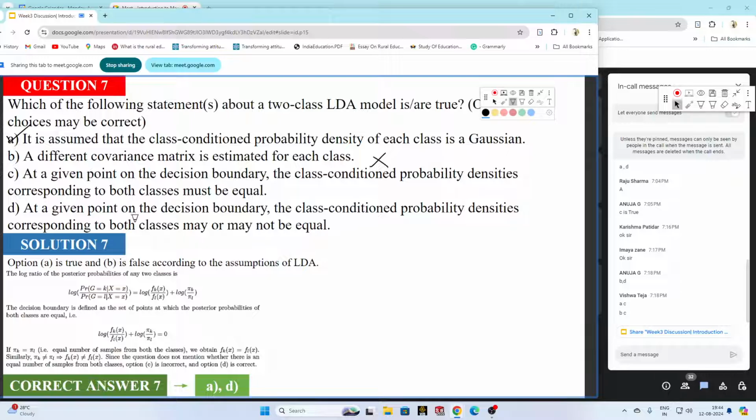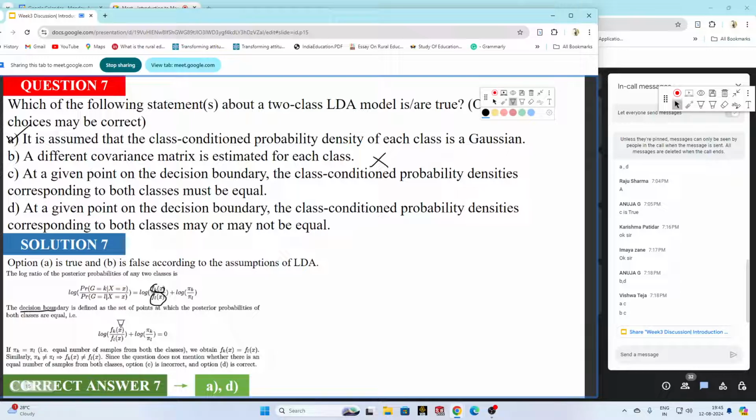Option C says at a given point on the decision boundary, the class conditional probability density for both classes must be equal. So they are talking about fk(x) and fl(x). If we have two classes k and l, they are saying fk(x) will be equal to fl(x). That is not true. Whenever we talk about the decision boundary, I have already told you that the logit function is equated to 0.